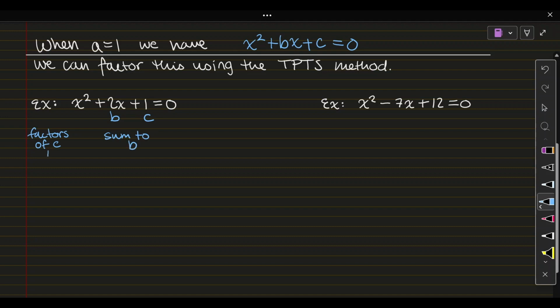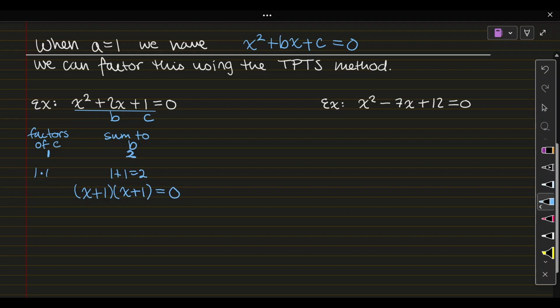So we want factors of 1 that add to 2. My factors of 1 are 1 times 1, right? Because there are no other factors that, when I multiply them together, I get 1. And their sum, 1 plus 1, is 2. So this tells me that I'm going to use 1 and 1. All I do is take this quadratic and rewrite it in terms of its factors, x plus 1, x plus 1.